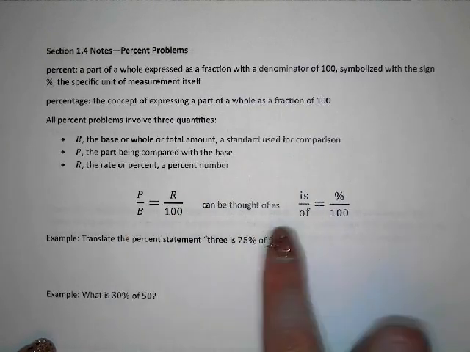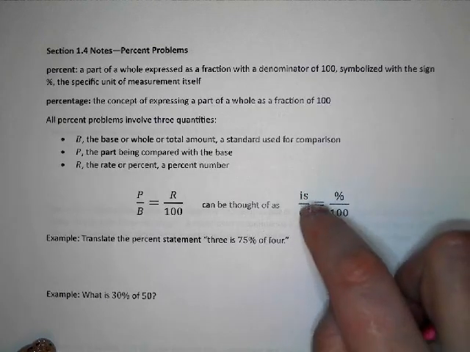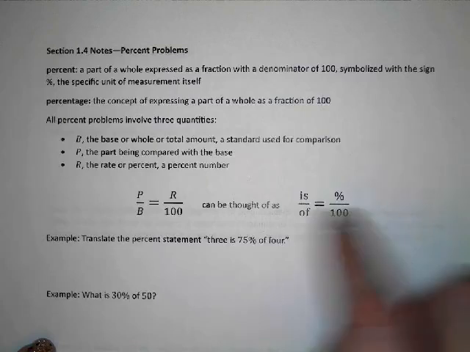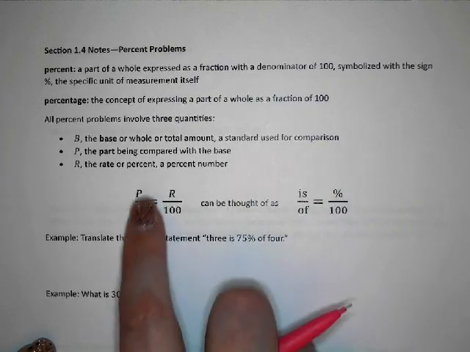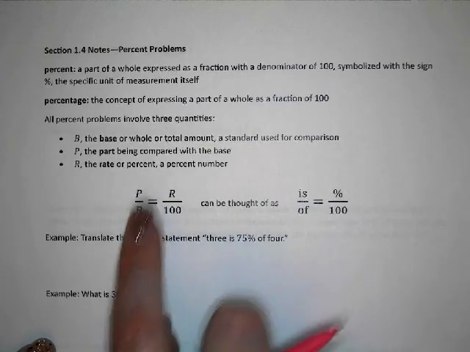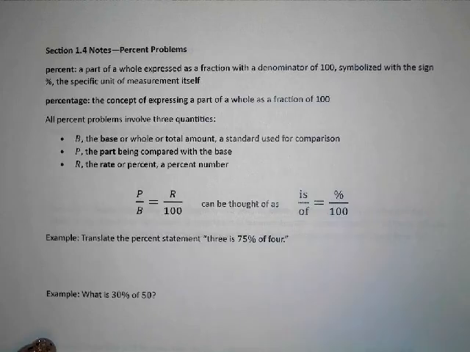So you can think of it as something is of whatever total, and then a percentage out of 100. This looks weird right now, but it's actually really helpful. So we've got the part out of the whole thing equals some percentage out of 100.